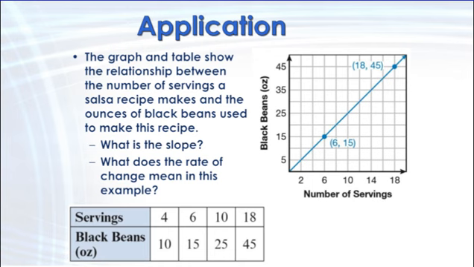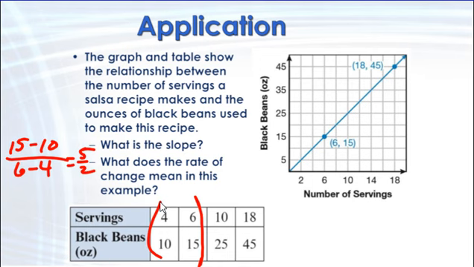The graph and table below shows the relationship between the number of servings a salsa recipe makes and the ounces of black beans used to make this recipe. What is the slope? So I'm going to choose 2 of my points here, change my y, so I'm going to do 15 minus my 10 divided by 6 minus 4. So this is going to give me 5 over 2. My slope would be 5 halves. That means 5 servings for every 2 ounces of black beans.